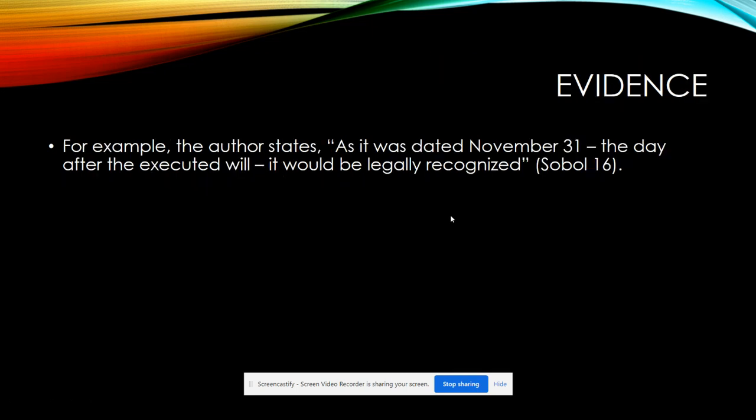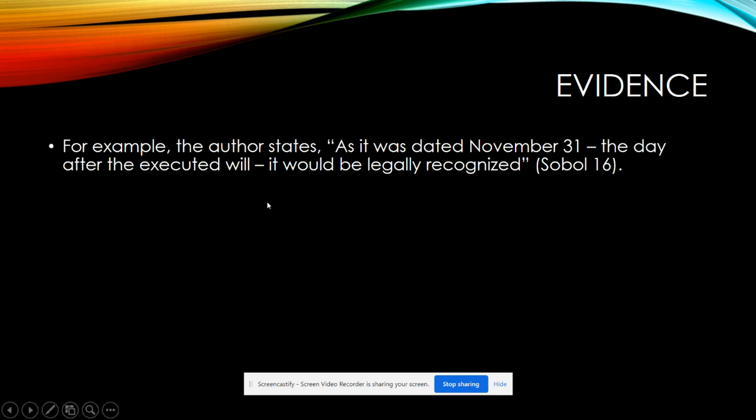Your evidence, you'll see on the organizer, it says TLQ. The transition is for example. The lead-in is the author states, and then you're just going to have the quotation, that piece of text evidence that you should have highlighted and gotten okayed by your teacher. So altogether, it's one sentence.